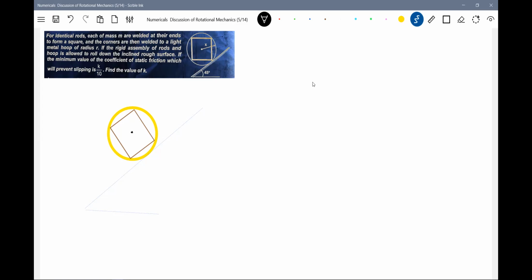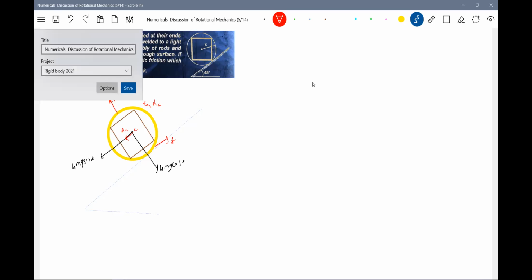What all will act here? 4mg sin theta, then 4mg cos theta. Friction should act up the incline, no doubt, because it has to roll. For no slipping, let the acceleration of the center of mass be AC and the angular acceleration be alpha C. C is the center of mass of the system. If you want, you can also bring in the normal contact, though it may not be needed here.